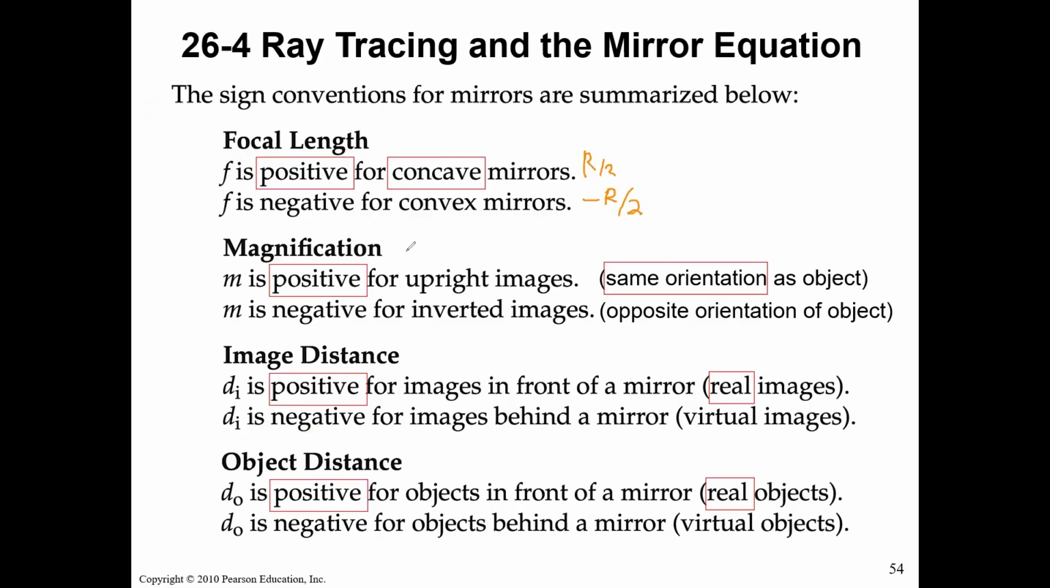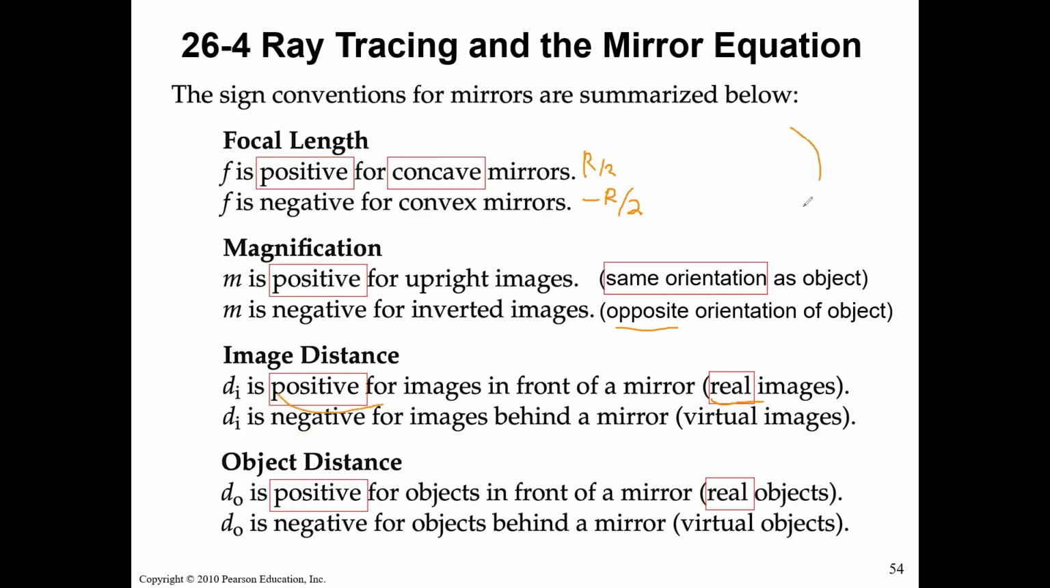And then magnification. M is positive for upright images: the image will be the same orientation as the object. M is negative for inverted images: the image is in the opposite direction as the object. Image distance: if the image is formed in front of the mirror, or is a real image, then it's positive.